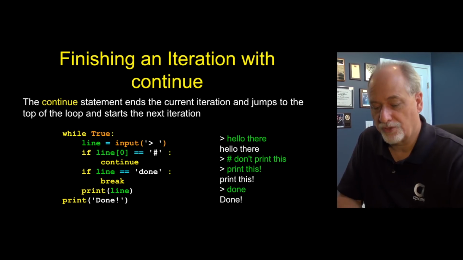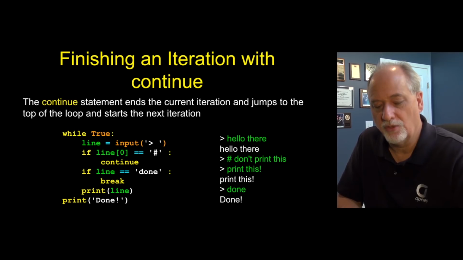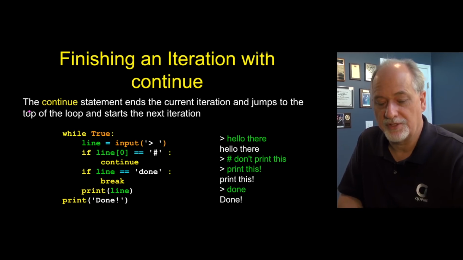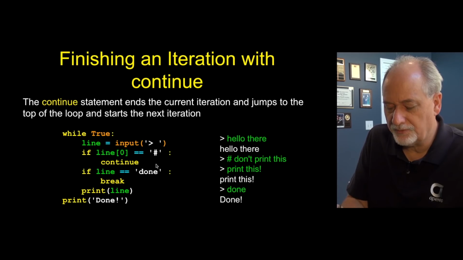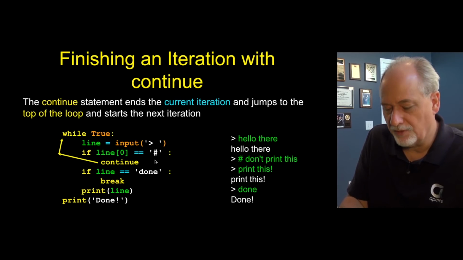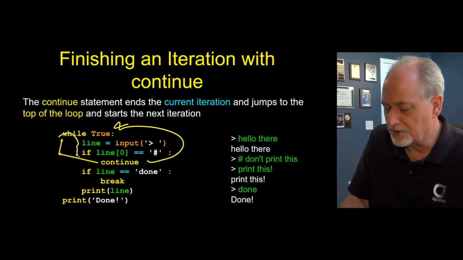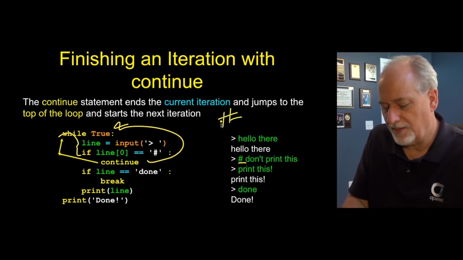Continue is another loop control statement, but it works differently than break. So break says get out of this loop. Continue effectively says stop this iteration. We're done with this iteration. And so continue says go back up to the top of the loop. And so here we read a line. If the first character is a pound sign, line sub 0, if that first character is a pound sign, we're going to skip it. And this is a way for us to make little comments in our typing. And then we print: if the line is done, we get out, and otherwise we print it.